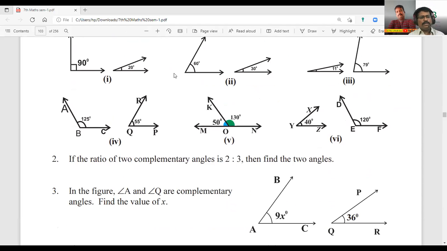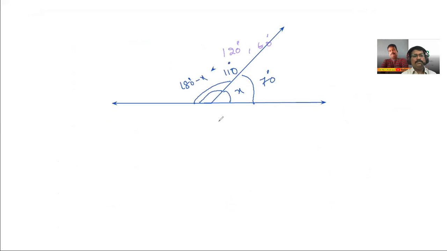If the ratio of two complementary angles is 2:3, then find the two angles. We already did 4:9, so we write it. For the second answer, I'm going to share the screen, the whiteboard.